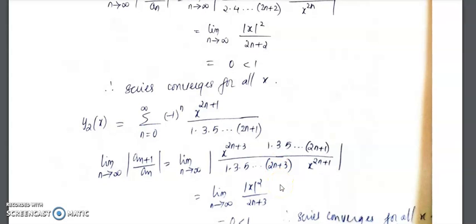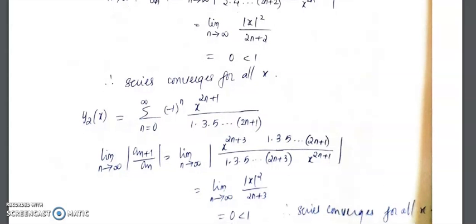So when you take the limit as n tends to infinity, again the limit is 0, which is less than 1. So therefore the series will converge for all x. So therefore the power series of both y1 and y2 will converge for all x. So that's what we are asked to prove.